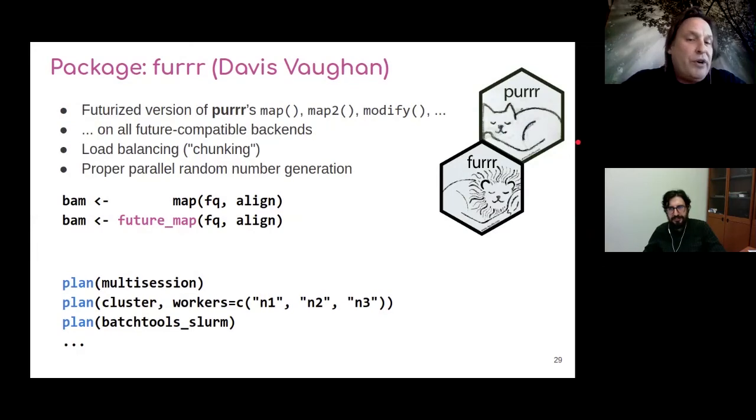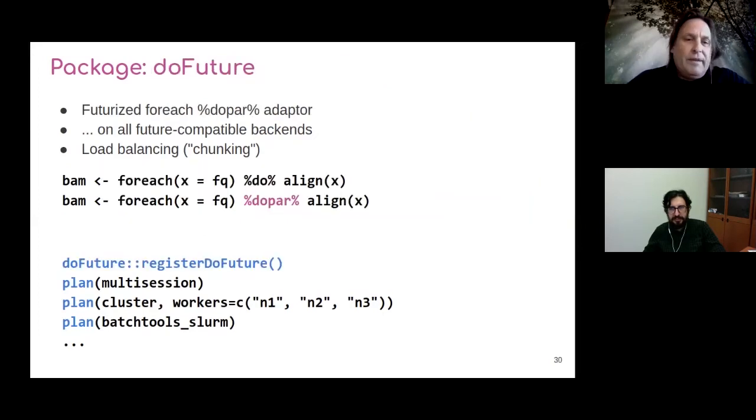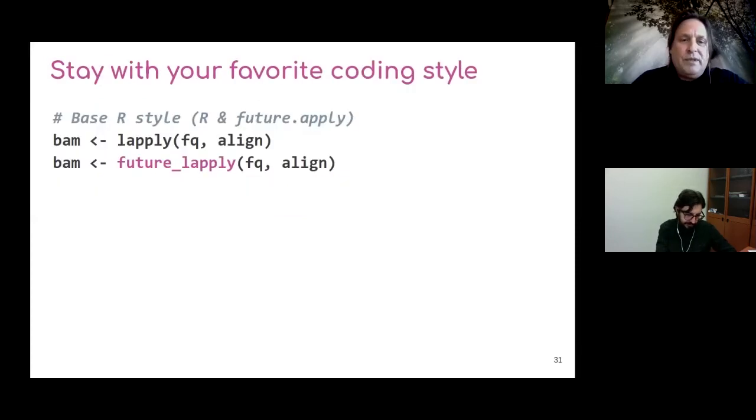Similarly, if you like the purrr API that has map2, modify, etc., there's the furrr package that provides futurized versions of the purrr functions. There is the foreach package, which a lot of people know about. It's been around in the parallelization world for quite a while. There's a doFuture backend that lets you use foreach on top of the future framework. And here you have to say registerDoFuture. That will tell foreach to use the future framework, and then in the future framework you decide how you parallelize. So the point here is that you can stay with your favorite coding style.